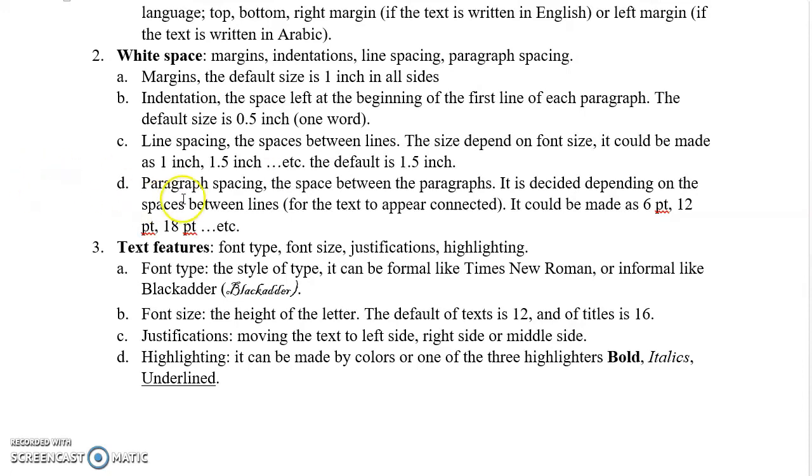The last one is paragraph spacing. The space between the paragraphs is decided depending on the spaces between the lines. If the space between the lines is the default 1.5 inch, it could be 6 pt or 12 pt. That means it could be the default.